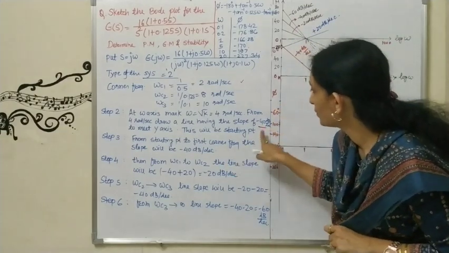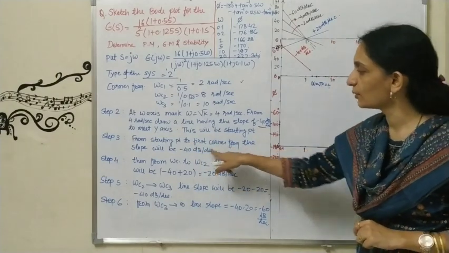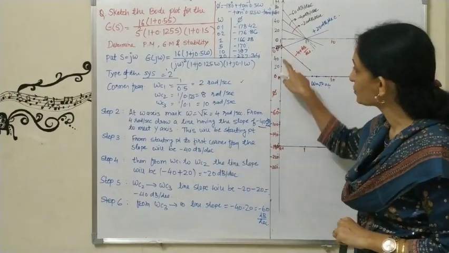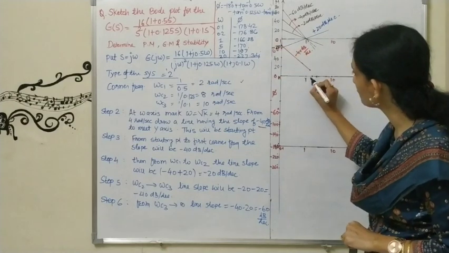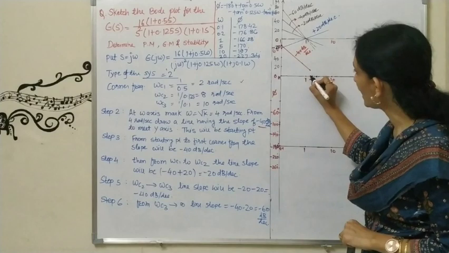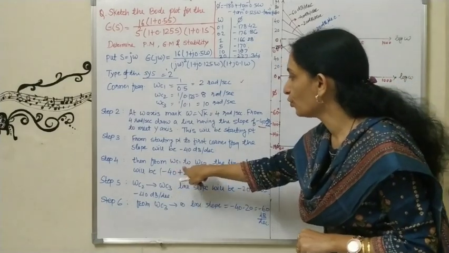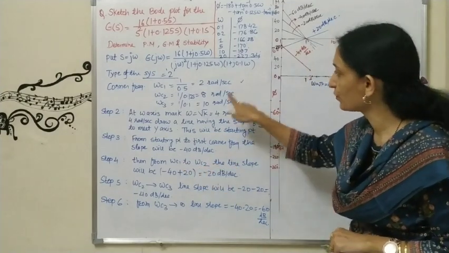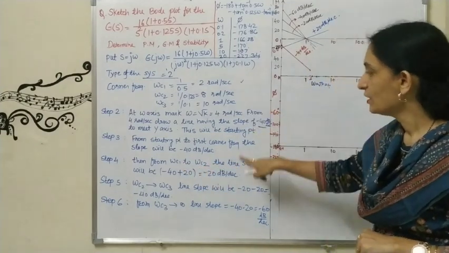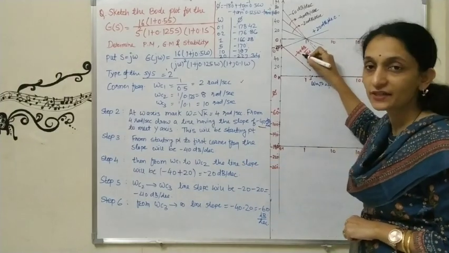Okay. So look at this. From the starting point to the first corner frequency, the slope will be minus 40 dB per decade. So I have drawn the line from the starting point to the first corner frequency. My first corner frequency is 2. Okay. So I have drawn the line up to 2 radian per second. Okay. Now from omega C1, this is omega C1. From omega C1 to omega C2. What is omega C2? That is 8. Okay. The line slope, what I will do, see, the first slope is minus 40.